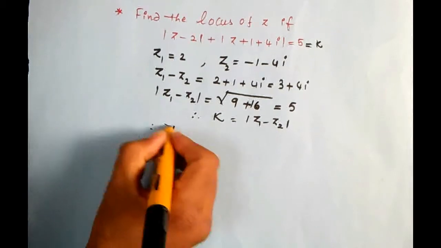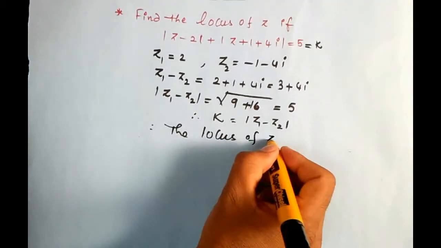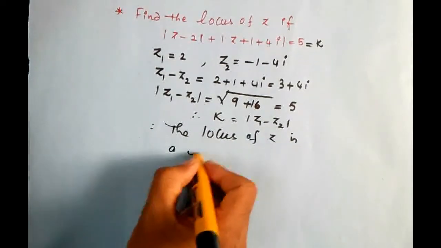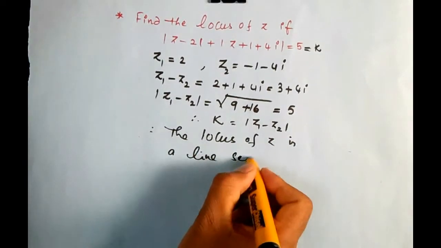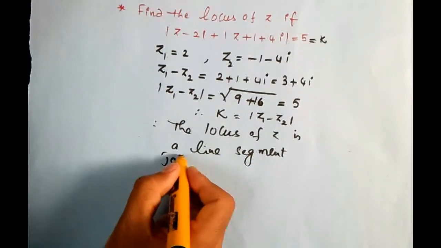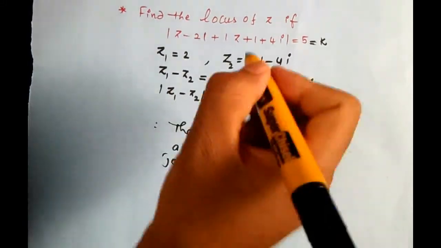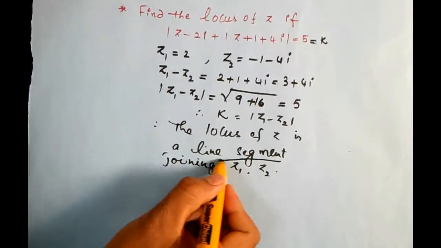So therefore the locus of z is a line segment joining Z1 comma Z2.